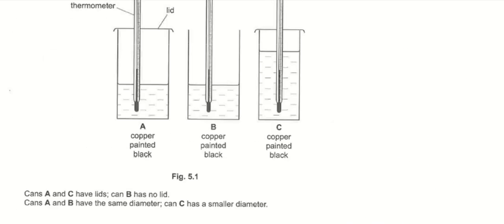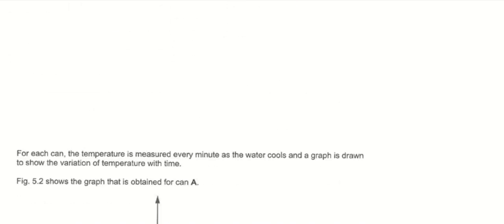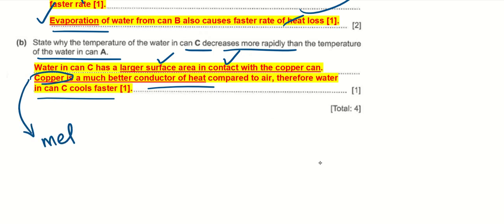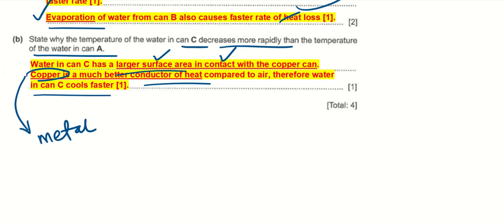So this is the amount of area that's in contact. But for C, you can see that it's larger, even though the diameter is smaller, but over here at the side, it really has a larger contact area. Okay, so larger surface area in contact is important. Copper is a much better conductor of heat compared to air, therefore water in can C cools faster. So this is where the copper comes in, because copper is a metal, so it's a conductor of heat.